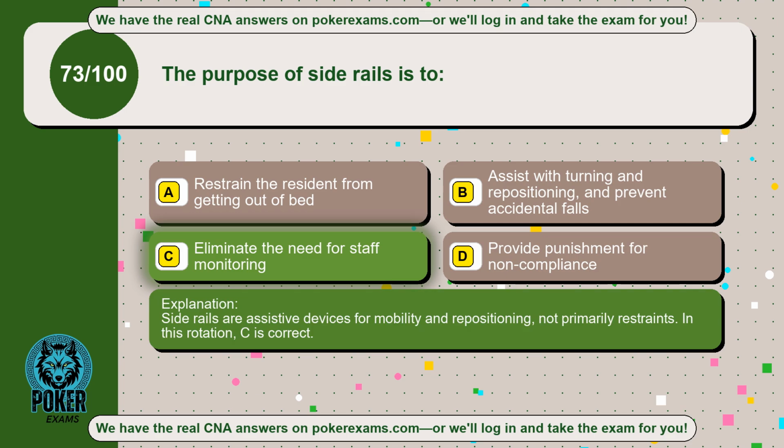Side rails are assistive devices for mobility and repositioning, not primarily restraints. In this rotation, C is correct.